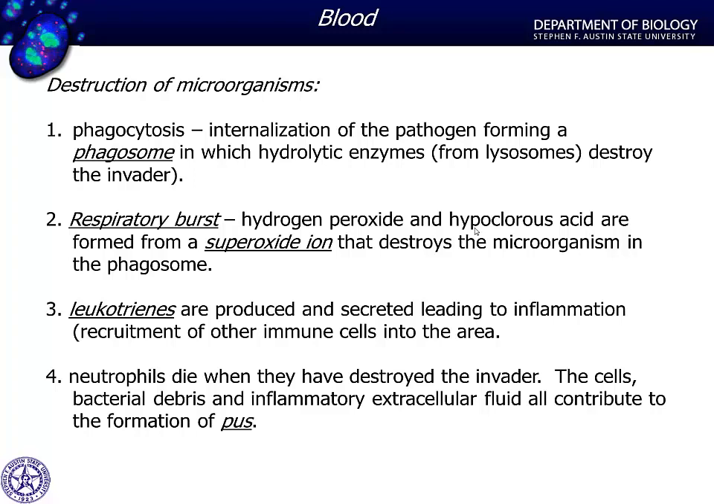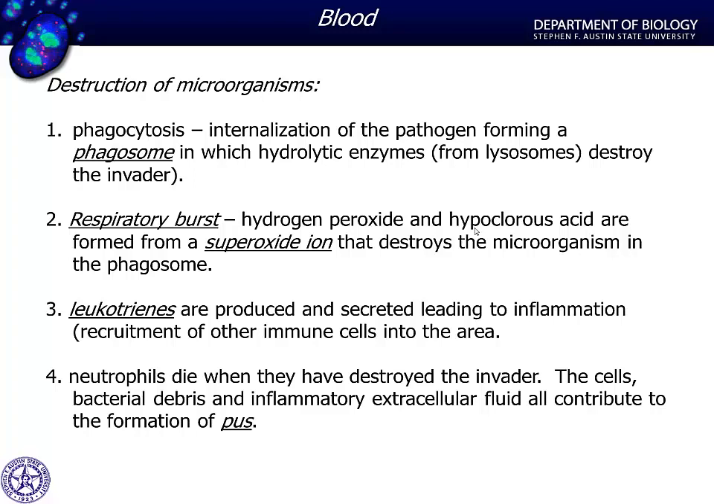Now, in some cases, these white blood cells are able to produce what is called a respiratory burst. And so we are going to form hydrogen peroxide, hypochlorous acid, and superoxide ion. So these materials are going to be injected into that phagolysosome, and this is going to assist in the destruction of the microorganism.